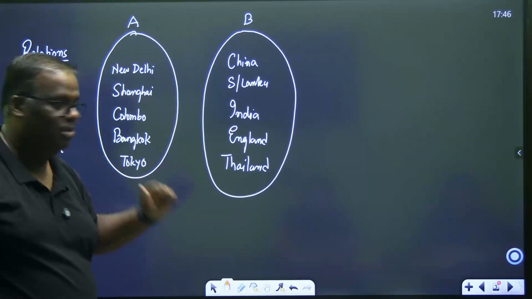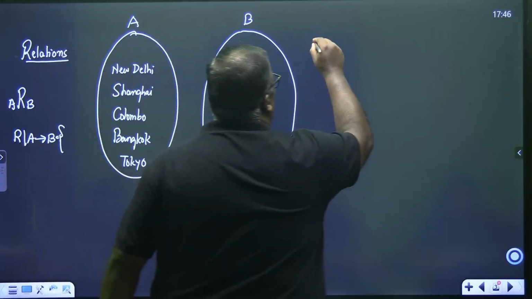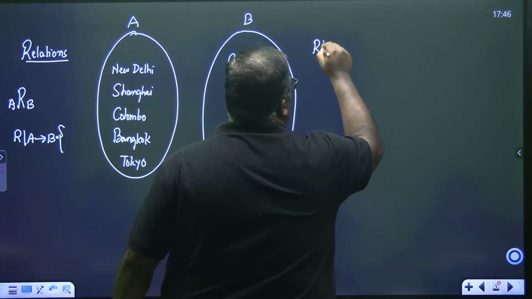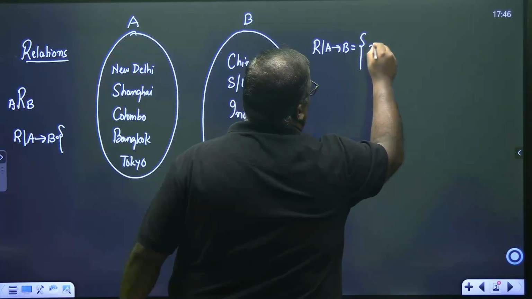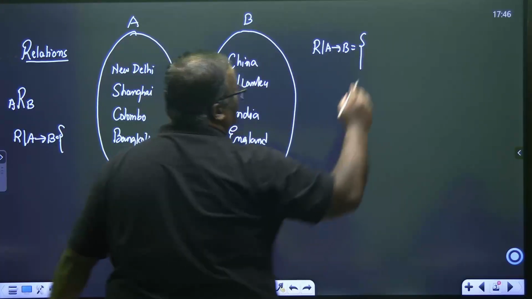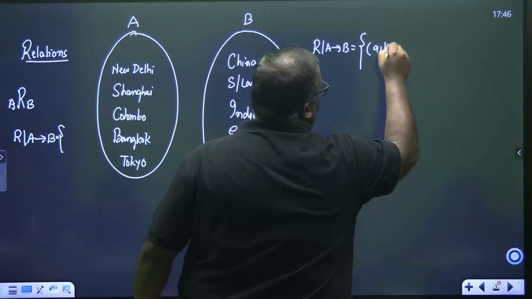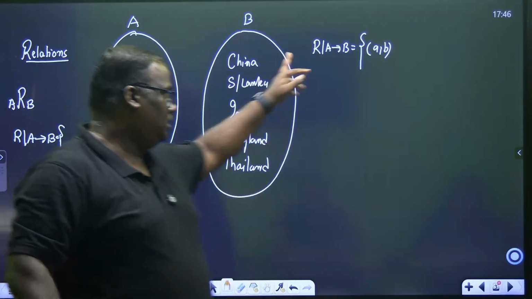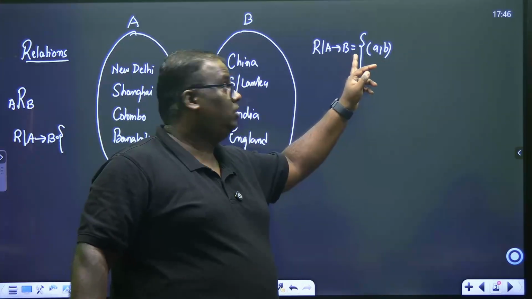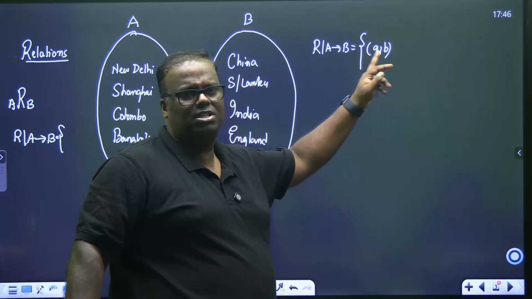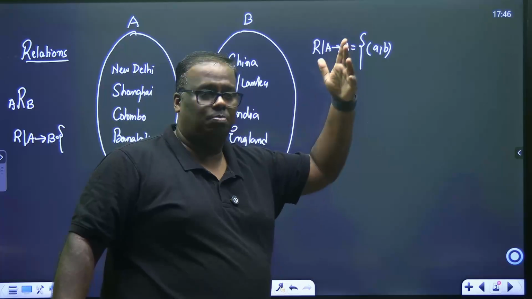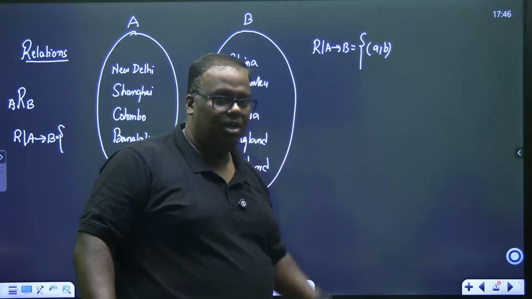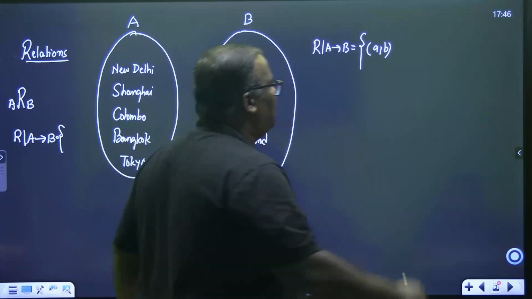Have you understood? I now say that R is a relation that maps from A to B, and this relation is AB. Understand? R is a relation from A to B, and the relation is defined by AB. AB is the ordered pair. Doesn't mean only one ordered pair; there can be many ordered pairs. Who will govern this ordered pair? The relation will govern this ordered pair.